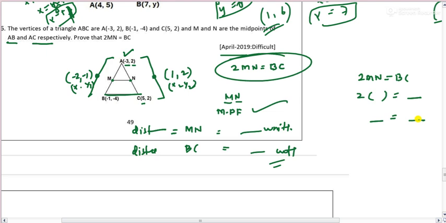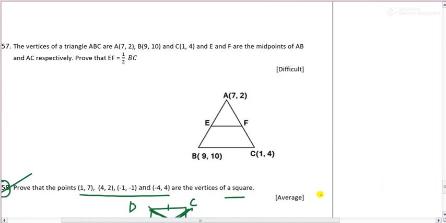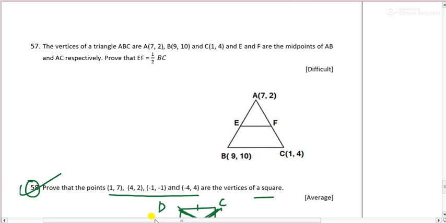So it's easy. You can try it. Similarly, in this question, A, B, C are given again. E and F are midpoints. So same, use the midpoint formula. Find E separately, F separately. Then EF by distance formula, then BC again by distance formula. Substitute in this equation and you will get it. You can do it now.